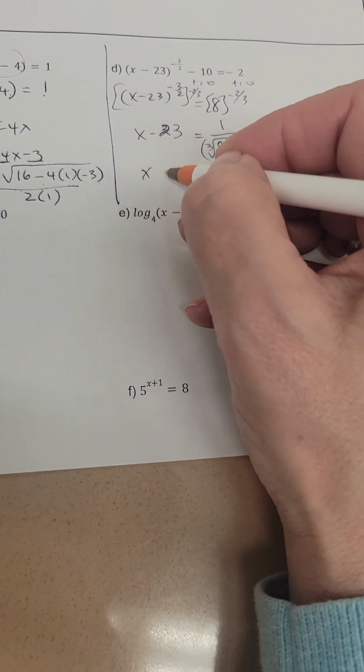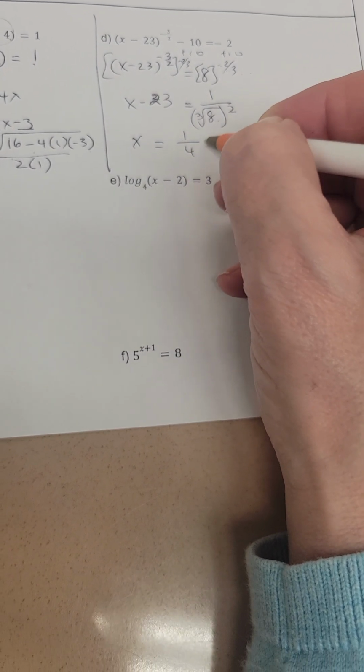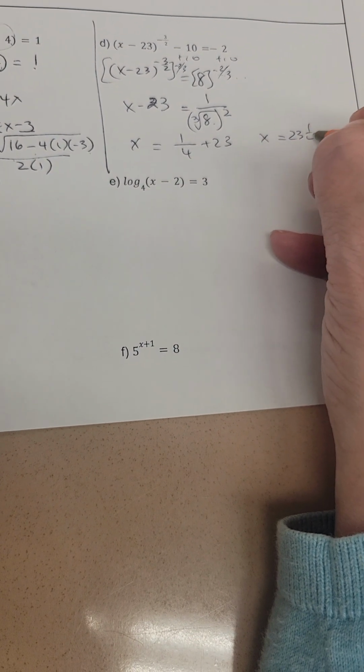Okay, so add 23. Oh, cube root of 8 is 2. 2 squared is 4, and I'm going to add 23. So x is 27.